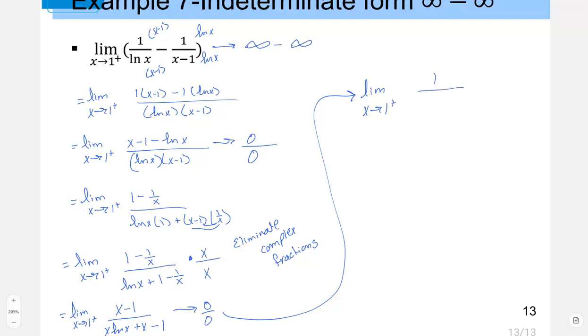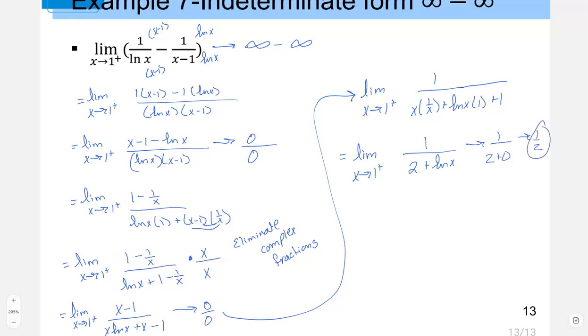Derivative of the top, the derivative of the bottom. This is going to be a product rule. First derivative of the second, plus second derivative of the first. The derivative of x is 1. The derivative of 1 is 0. So I'm going to clean this up. This is 1 plus 1, which is 2 plus ln of x. So now if I look at what happens as we approach 1 from the right, this is going to go to 0. So I'm going to have 1 over 2 plus 0, which is 1/2. So there's my final answer.